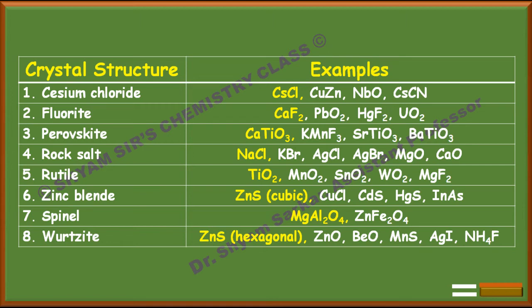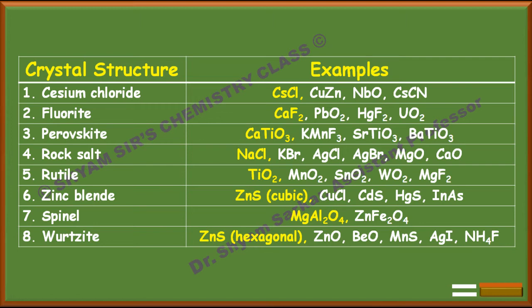So cesium chloride structure means it's not always cesium chloride, it could be CuZn or NbO or CsCN. So this is the representative name, cesium chloride structure, that is 8 coordination number, cubic system. Okay, so next one is the fluoride structure. Fluoride means you have to understand CaF2.